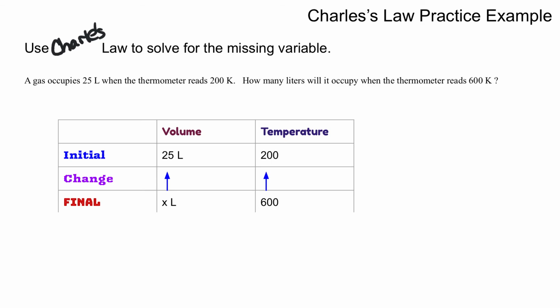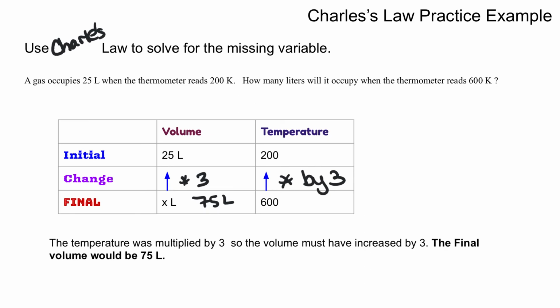We must have multiplied by 3, because 200 times 3 is 600, which means I also must have multiplied by 3. So 25 times 3 is 75 liters. So the temperature was multiplied by 3, so the volume must have increased by 3. The final volume would be 75 liters.